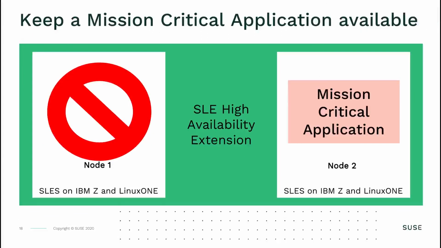So when Node 1 happens to fail, when you're using SUSE Linux Enterprise High Availability Extension, you can keep your mission critical application available. So let's go ahead and switch to the demonstration.